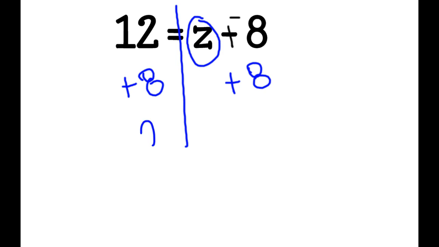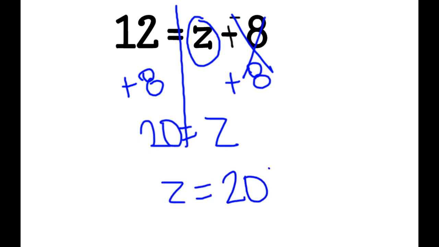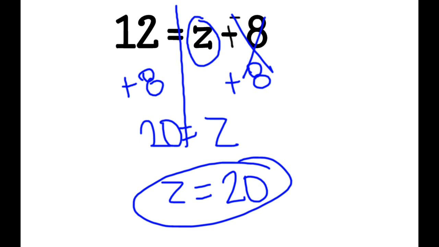12 plus 8 is 20. These cancel out, and I'm left with a z. Again, I always like to have my variable on the left side, so I'm going to write z equals 20. And I'm going to circle it, and that's my answer.